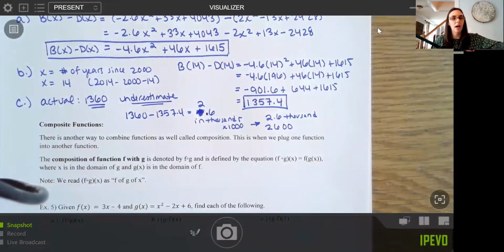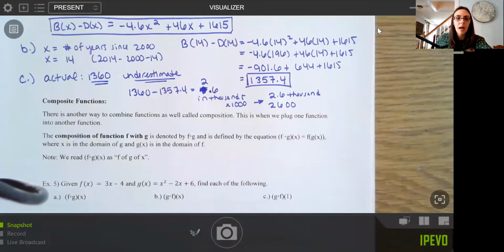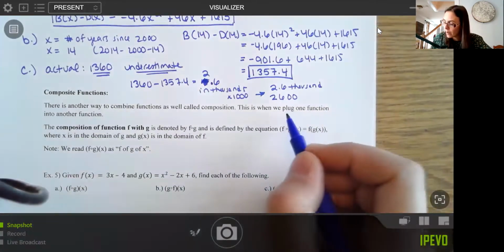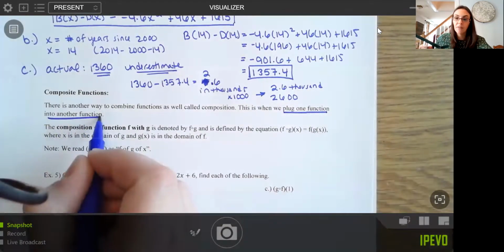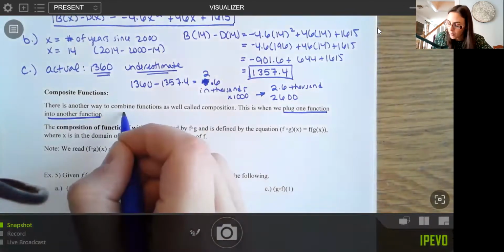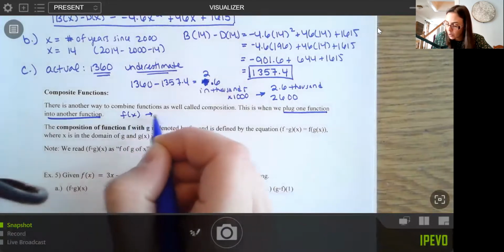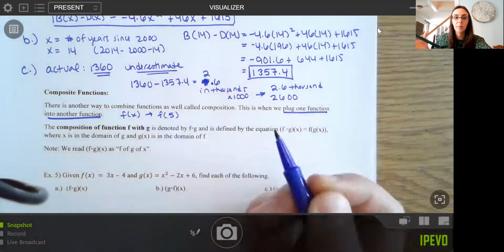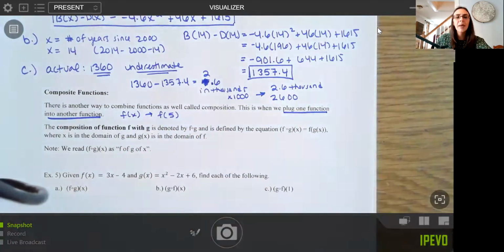The next thing we're going to look at is when we compose functions. And composing functions is another way to work with them and to combine them. And it's when we plug one function into another function. So you guys have evaluated already, right? We've done things like, here's my function f of x. Can you please find f of 5? So we replace the x with 5. But now instead of replacing it with a number, we're going to replace it with an entire function. So we're going to plug one function into another, and that's called composition.